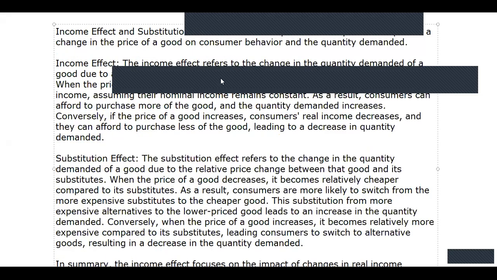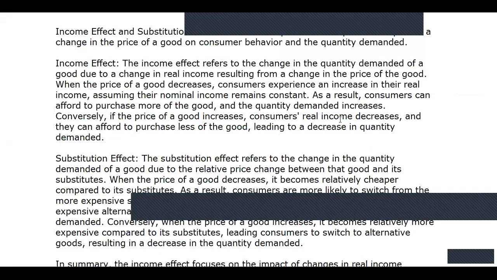I repeat. Income effect is simply the effect that arises due to change in real income that results from change in the price of a good. So when the price of a good decreases, consumers will experience an increase in their real income, assuming nominal income remains constant. So this result will make consumers be able to afford more.